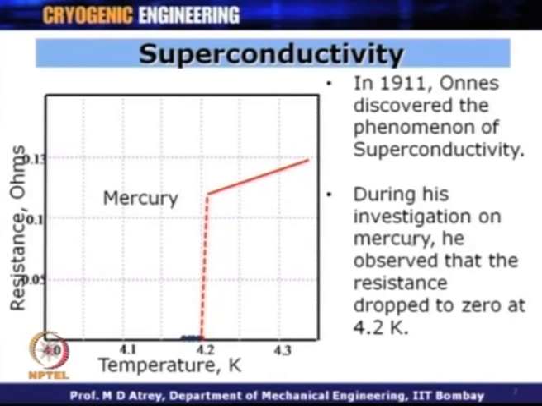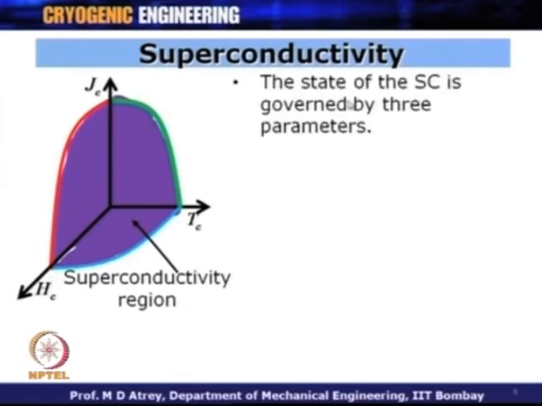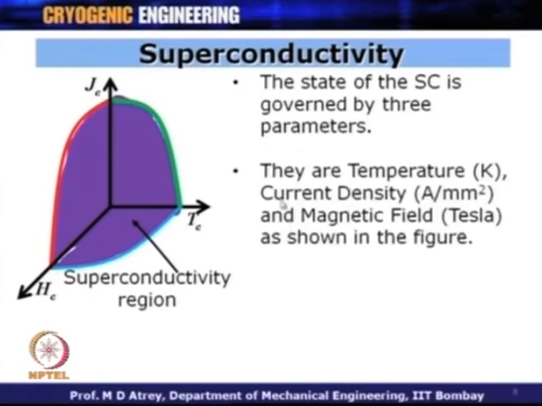During his investigation on mercury, he observed that the resistance dropped to 0 at 4.2 K. So, Tc of mercury can be called as 4.2 Kelvin. So, what is superconductivity? This particular graph in 3 dimensions shows 3 axes. One is a temperature axis, one is a current density axis, and one is a magnetic field axis. We say that the state of a superconducting material is governed by 3 parameters. What are those 3 parameters? They are temperature, current density, and magnetic field as shown in this figure.